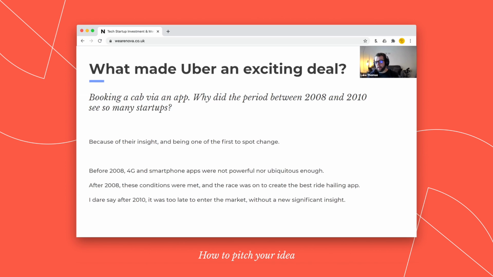Now, if someone pitched us a ride-hailing app today that did the same things as Uber, it obviously wouldn't be very exciting because there's no insight, there's no trend, and there's no key changing factor in the world that we can take advantage of. So at 2008, Uber was a great idea. Before it, it wouldn't have worked. And after it, it was too late.